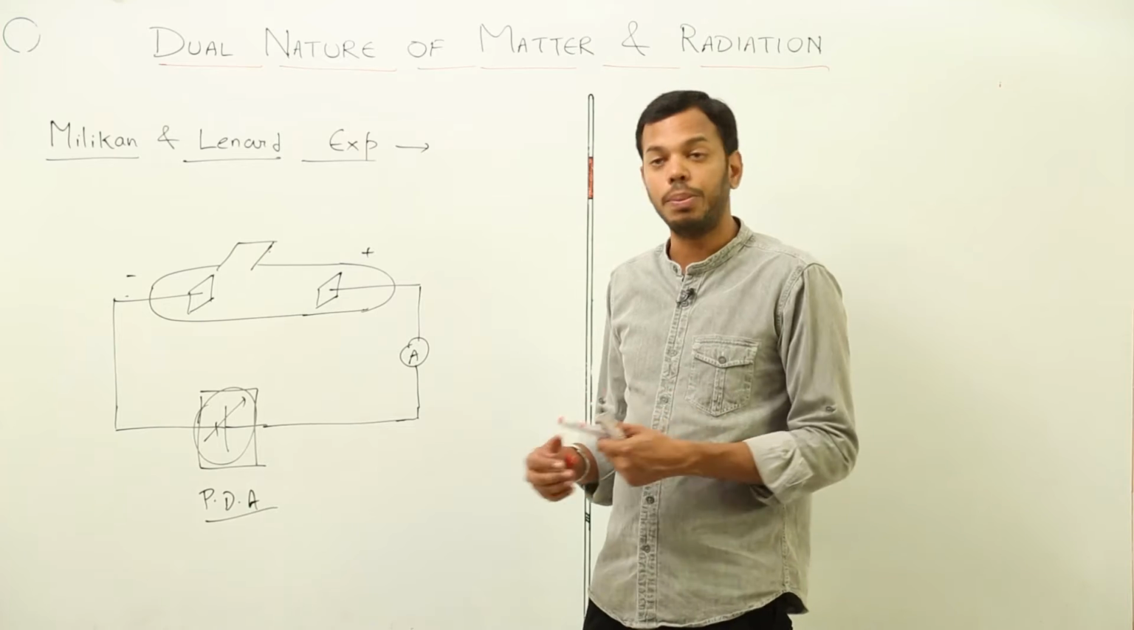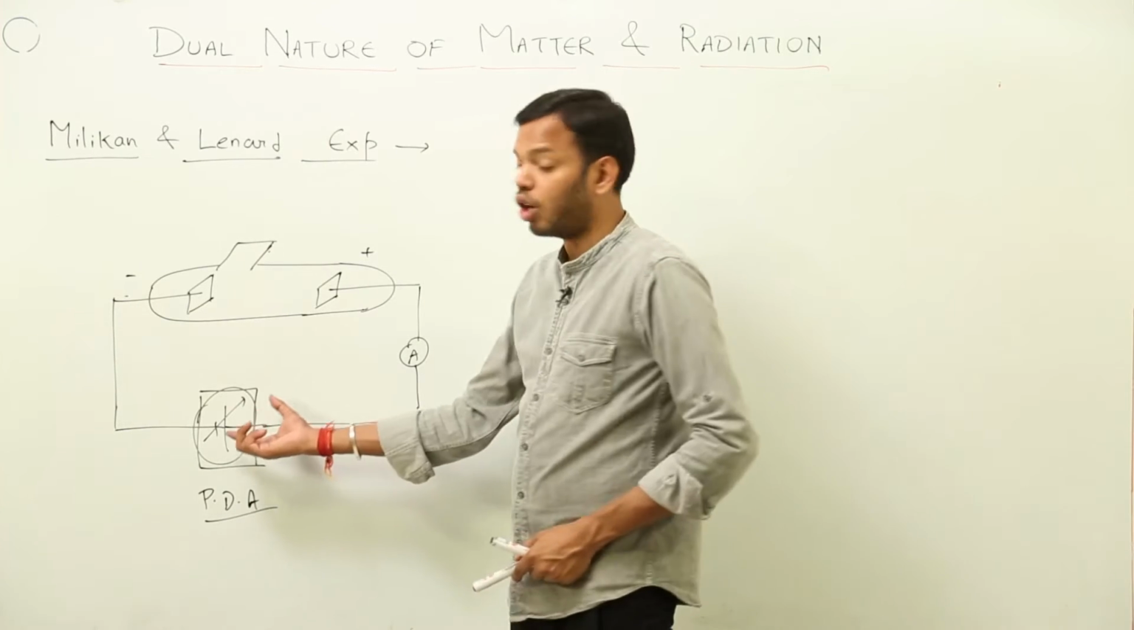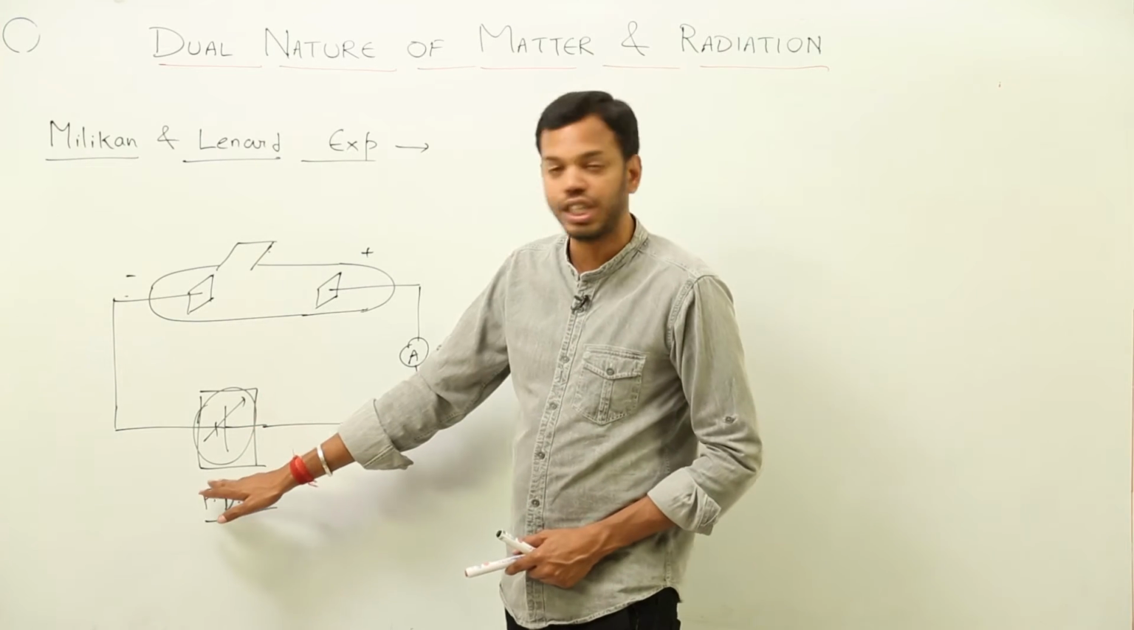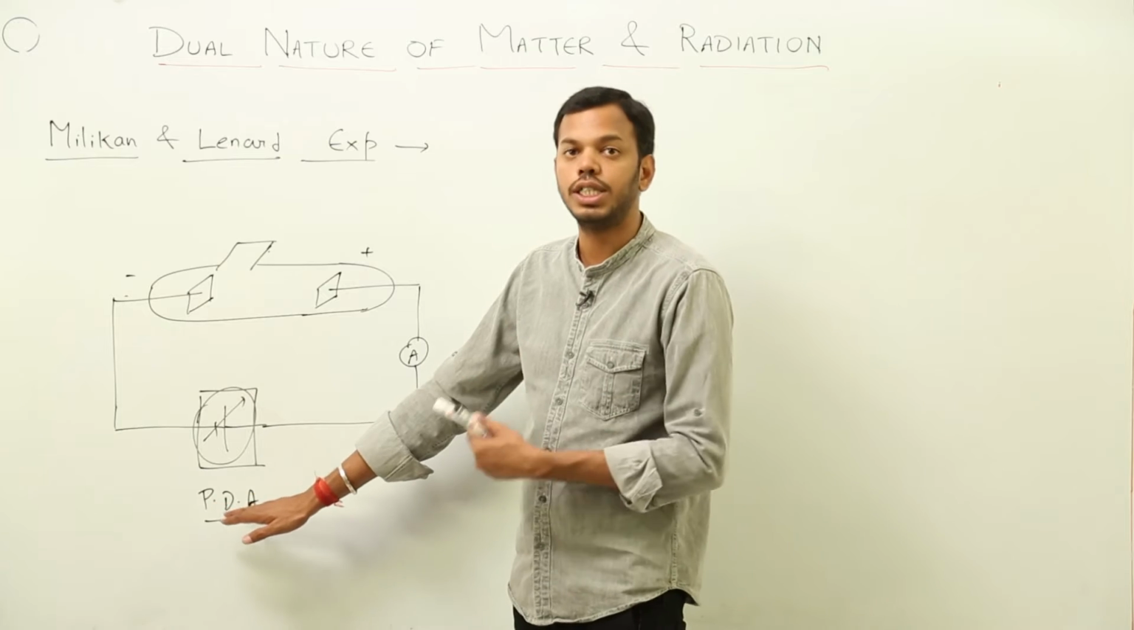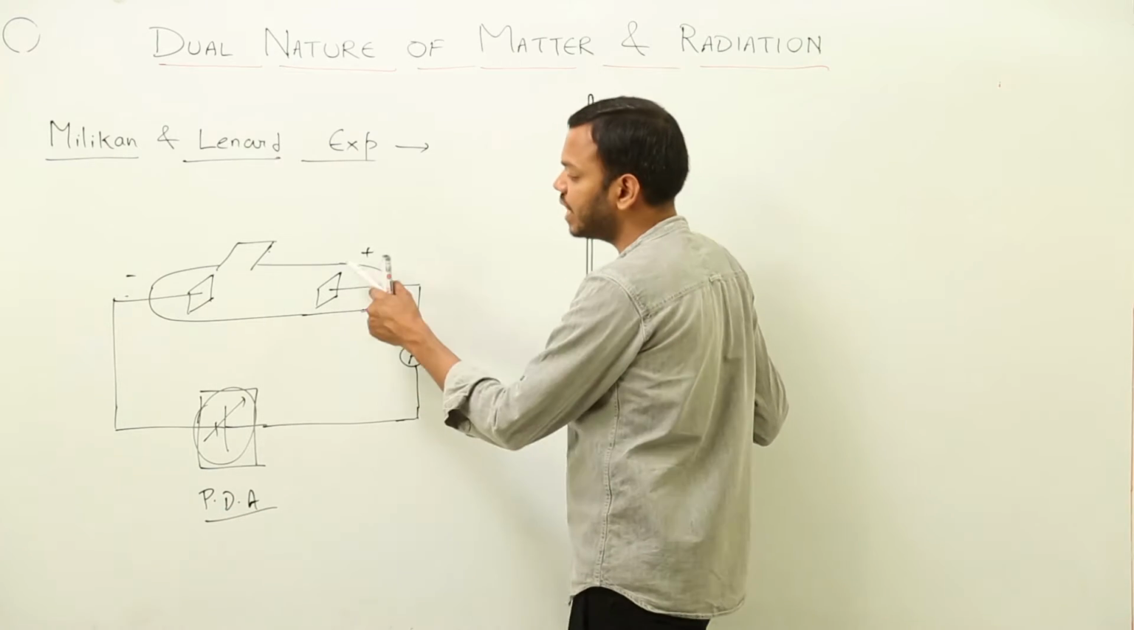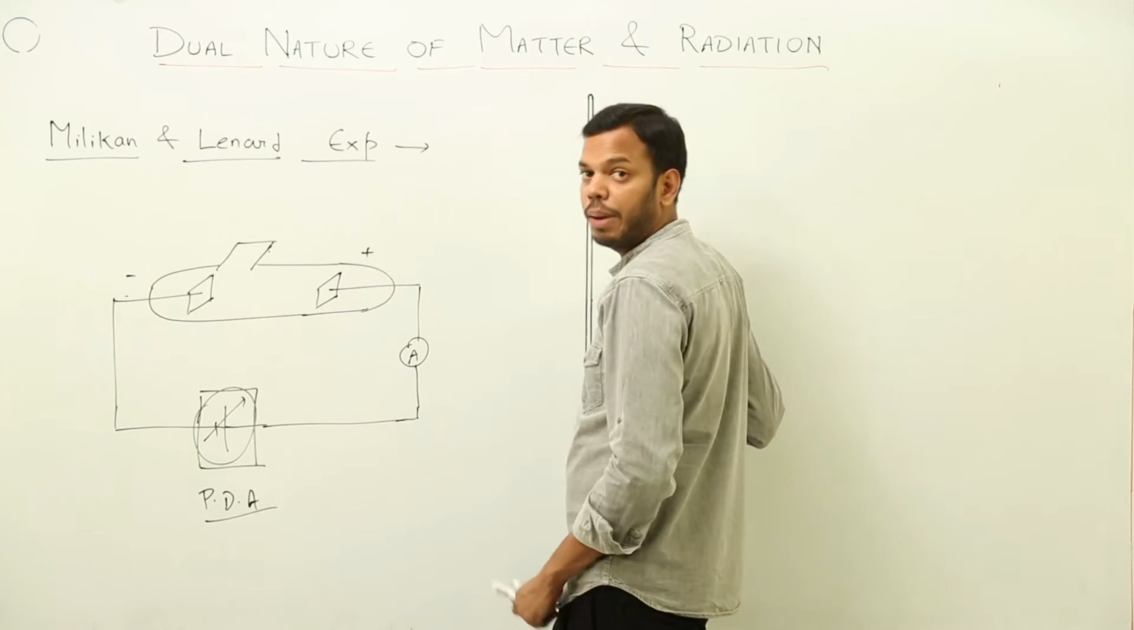But if I want to stop the process, I could change the polarity of the plates by changing here. That is why it is called potential divider arrangement. Then what will happen? This plate will become negative and that plate would become positive.